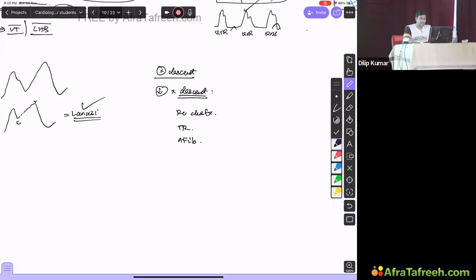Okay, what are the conditions where you will get reduced Y descent? Or maybe you can say prominent Y descent, more than reduced Y descent. Prominent Y descent. The characteristic example for this is constrictive pericarditis. Constrictive pericarditis, prominent Y descent. So what is the reason for Y descent? Ventricular filling. That is the reason for Y descent. But here, why is it prominent?